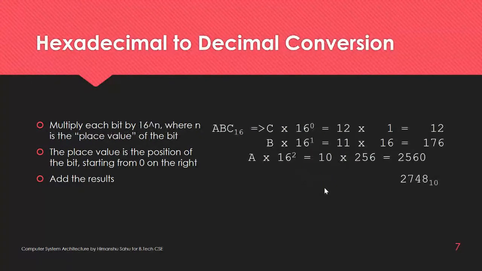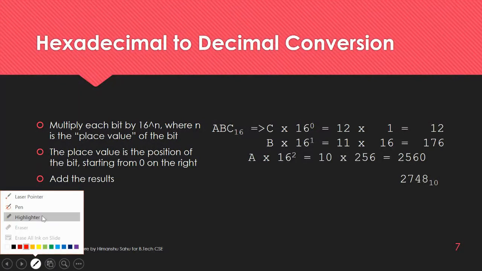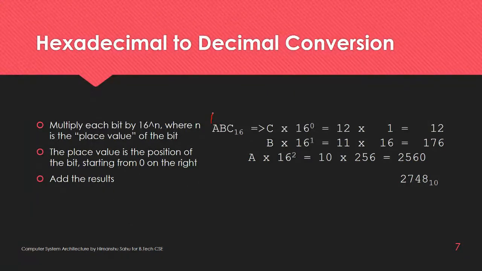Okay, similarly, we have the hexadecimal to decimal conversion. In hexadecimal, we have already studied that A represents 10, B represents 11, and C represents 12. Now the same thing will be followed. This will be 16 raised to the power 0, this will be 16 raised to the power 1, and the last one is 16 raised to the power 2.